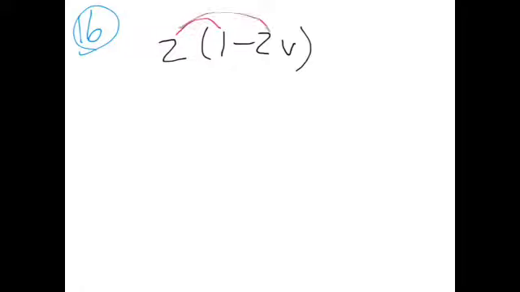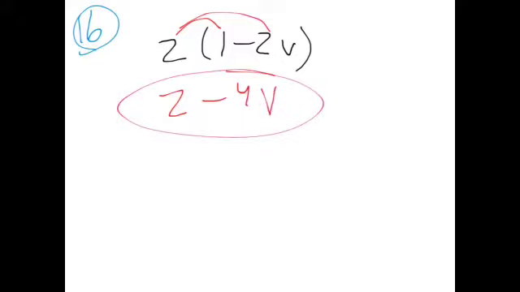On 16, this one's actually strangely easy. It's just 2 times both of those things inside. So 2 times 1 is 2. 2 times negative 2v is negative 4v. And that one's good to go.